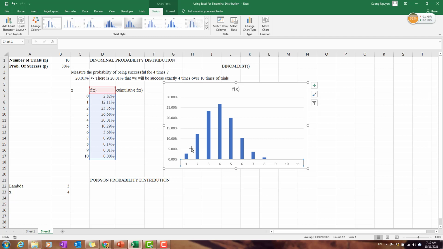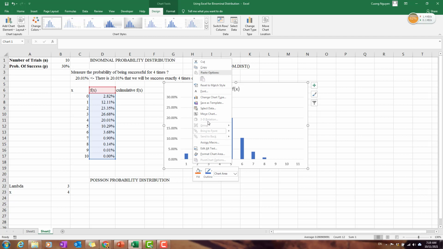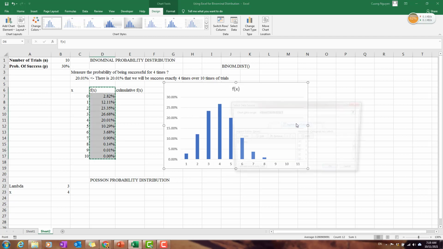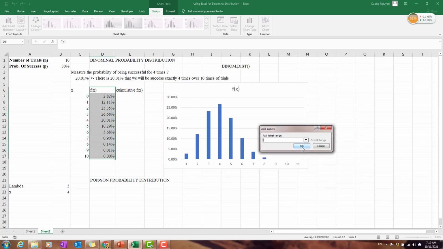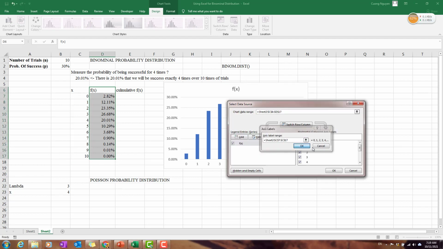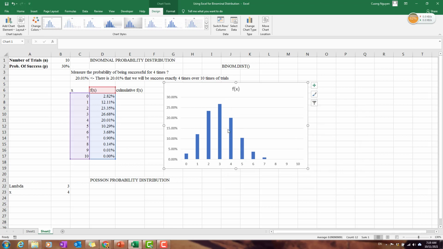Yeah, it goes wrong because by default it just thinks that it starts from time 1, but actually it has to go from time 0 to 10. So I change it a little bit: I go and select the data, and I change this one to go from 0 to 10. Okay, here we go. You got it here.